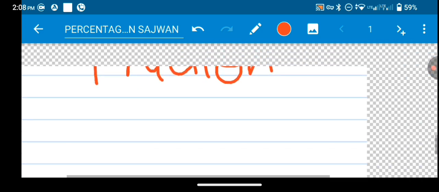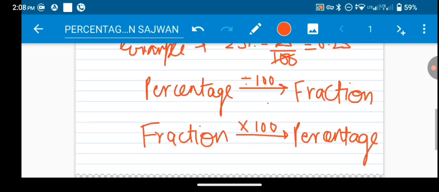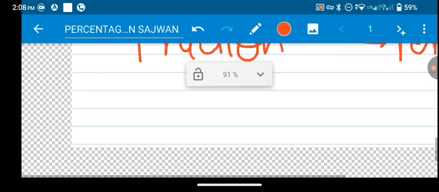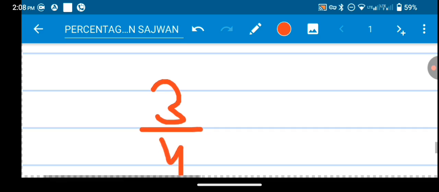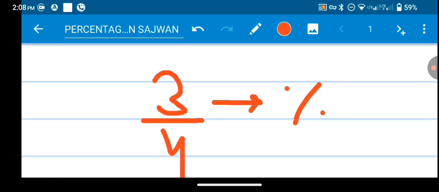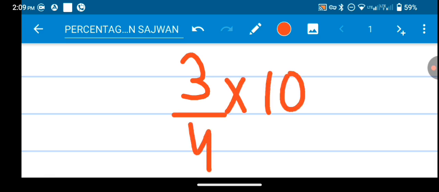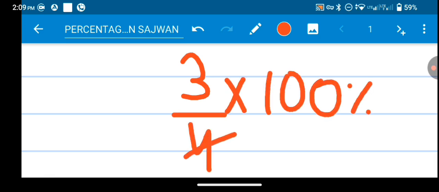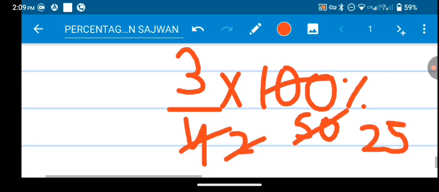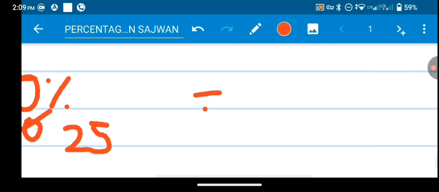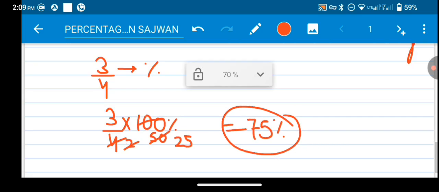Let's take an example for this. For percentage to fraction we have taken 25%, divided by 100. Now for fraction, suppose I have taken 3/4. You have to convert this into percent. How will you convert? You just multiply by 100%. 25 times 3 will be equal to 75%. This will be the answer.